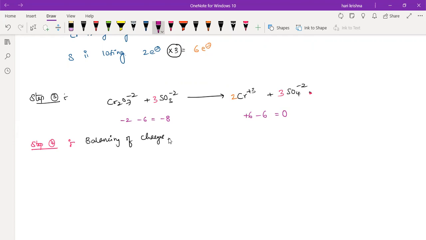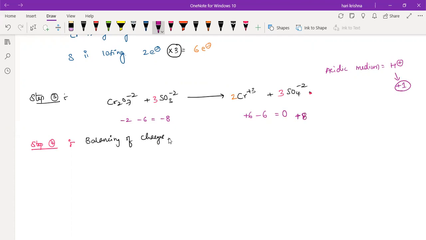But this is taking place in the acidic medium, right? If it is taking place in the acidic medium, now we have to add H plus ions to balance the charges. So on which side do we have to add the H plus to make the charges equal? On the right hand side? Okay, if you add on the right hand side, +8 you have to add, right? Each H plus is +1. If you add +8 on the right hand side, will both be equal?